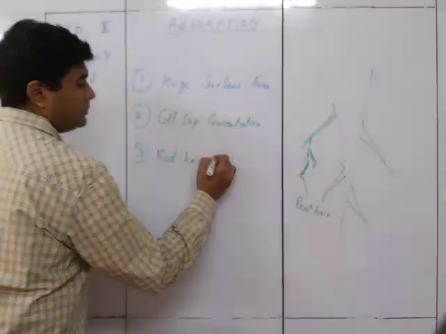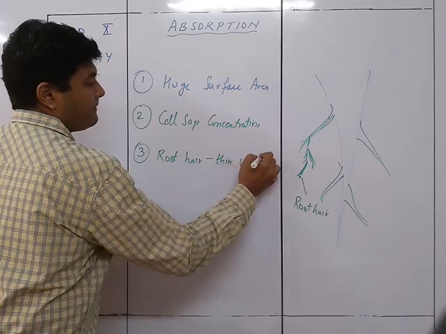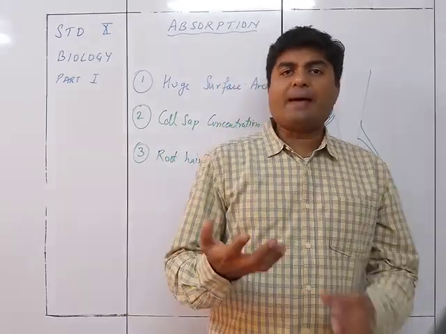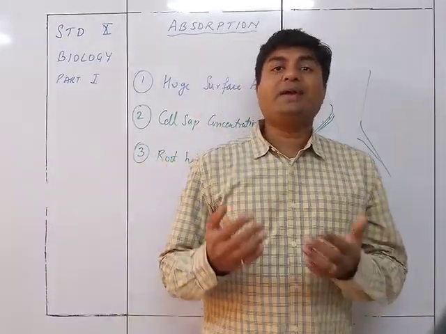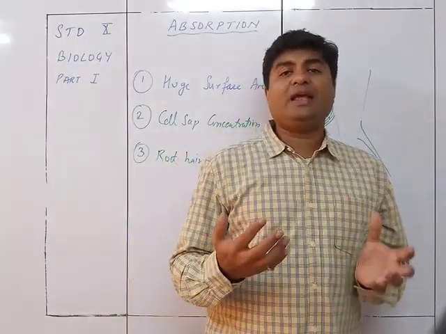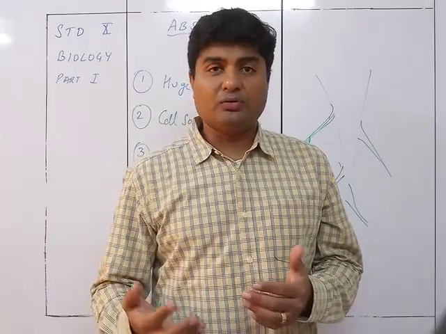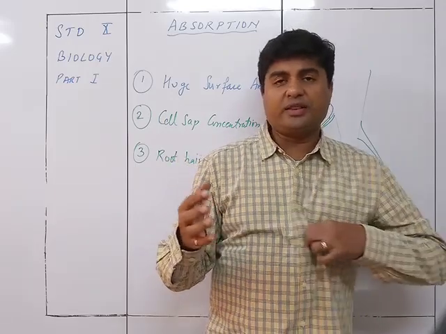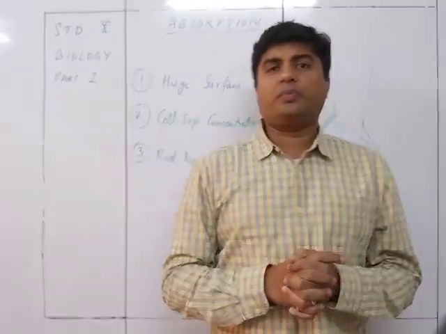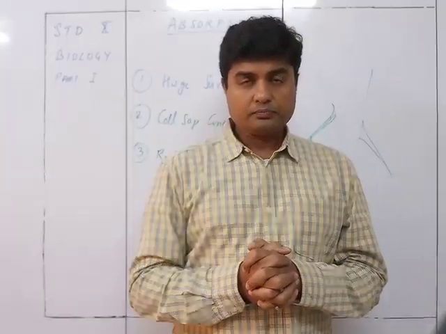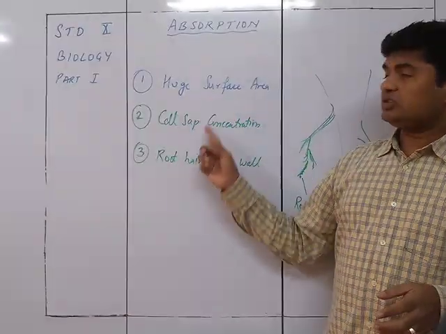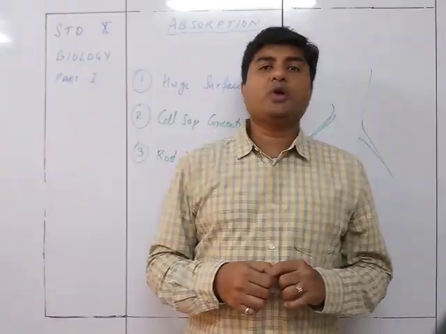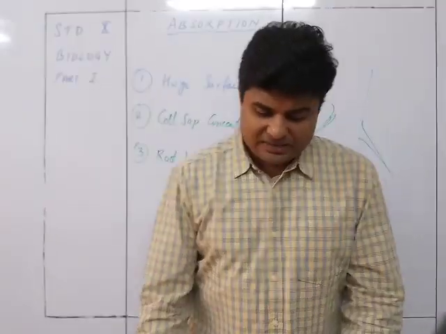has thin cell wall. The walls of the root hair are very thin. So what happens? Because the walls are thin, it becomes a freely permeable membrane. So it allows the minerals dissolved in the water and everything to enter into the root without any difficulty. So those are the three things that make the root a perfect organ for absorption of water for the plants. So let's read this in detail.